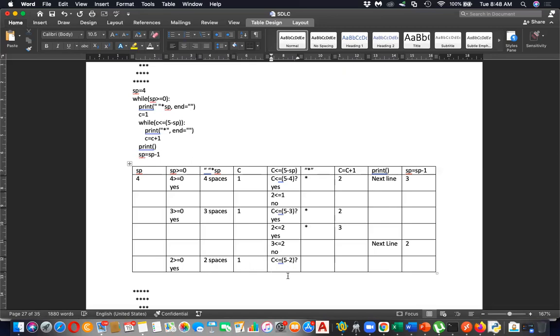1 less than 3. Yes, 1 is less than 3. Then it will print asterisk. Then C equals C plus 1, 2 now. Now you are inside the second loop, right? Second loop means again you have to write this row. And what is the value of C now?